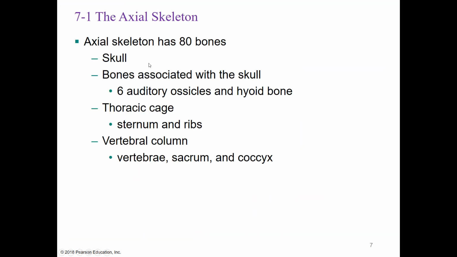So the axial skeleton has 80 bones total, and they are going to include the bones of the skull, the bones associated with the skull, which again are the auditory ossicles or ear bones. There are 6 of those, and the hyoid bone. The thoracic cage, which includes your sternum or breastbone and your ribs. The vertebral column, which includes the vertebrae, sacrum, and coccyx.